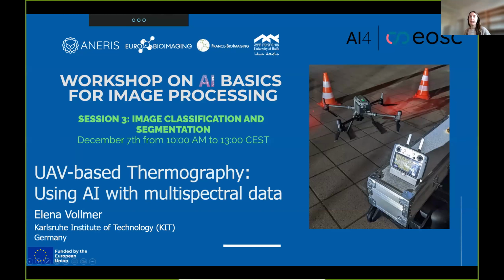So my research focus lies with also image analysis, but UAV, so drone-based thermography, and that necessarily means then multispectral data. And recently I've been delving into the world of AI as well. And today I want to share a bit of my work with you, especially as a use case in the project AI for EOSC, which uses the same platform that Enoch just showed you guys as well.